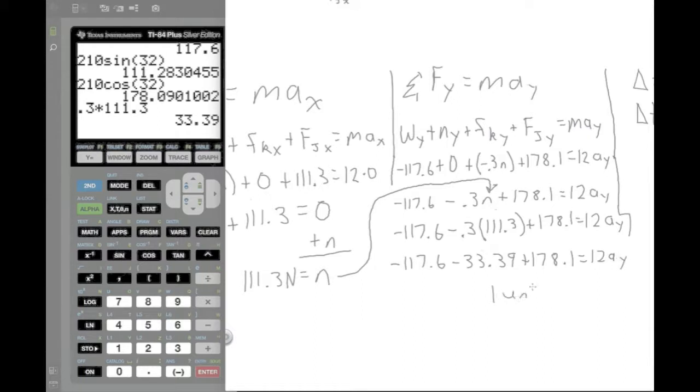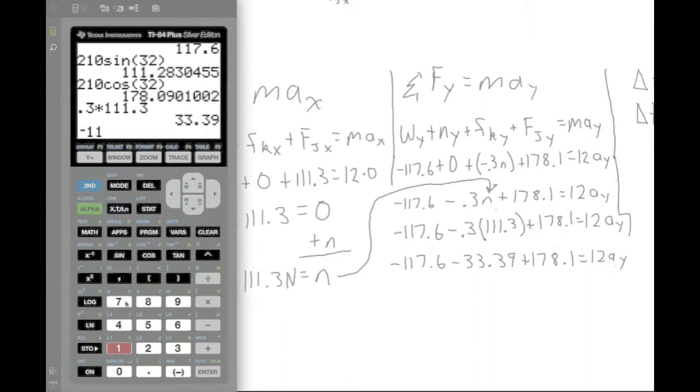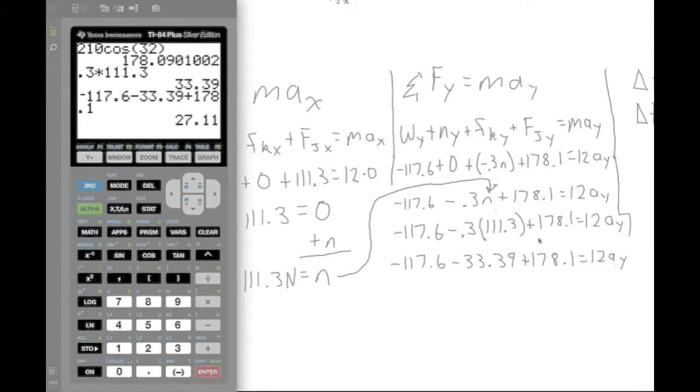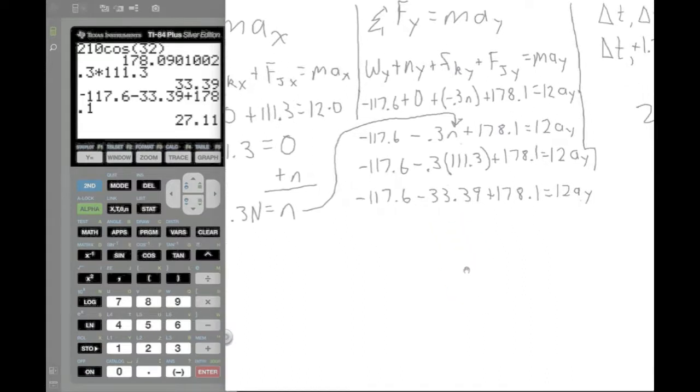Notice that now we're down to one unknown. Now the equation has only one unknown, so it looks like we can make some good progress by continuing to solve this equation. All right, now we can use the calculator to simplify the left-hand side. Negative 117.6 minus 33.39 plus 178.1. So that gives us 27.11.